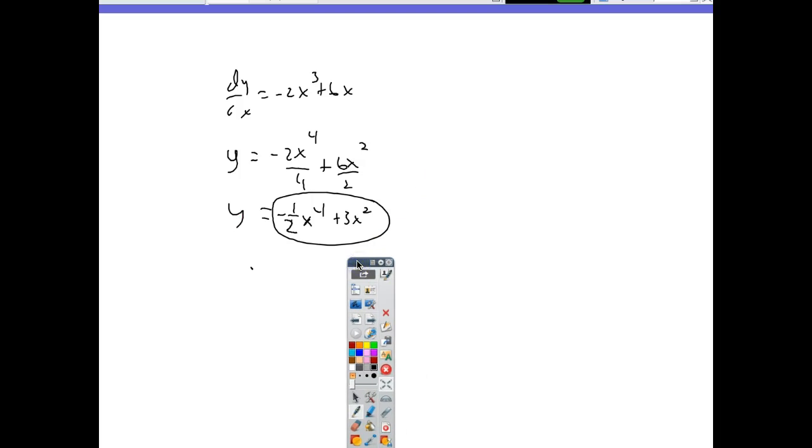So on 5, they give me the rate is 3t squared. Raise its power by 1. Divide by the power I get. Y of t equals t cubed.